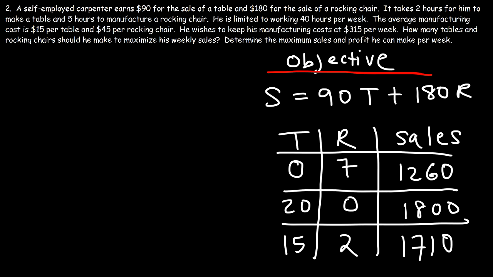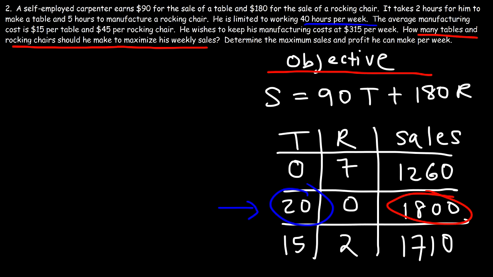Now, let's focus on answering the question. So, how many tables and rocking chairs should he make to maximize his weekly sales? His weekly sales are maximized if he focuses all of his energy in making tables. So in a 40-hour work week, he can at most make 20 tables. And that's what he should do if he wants to maximize his sales.